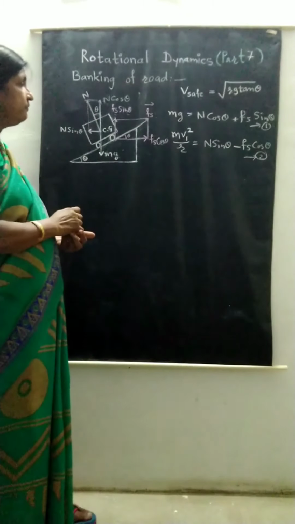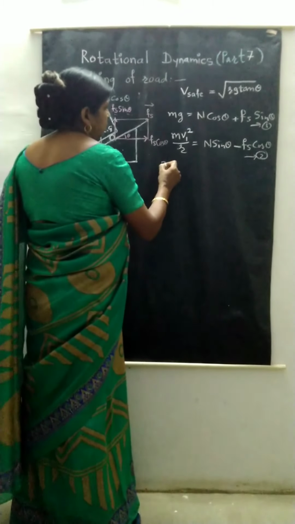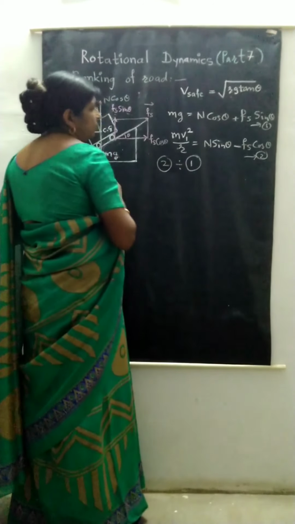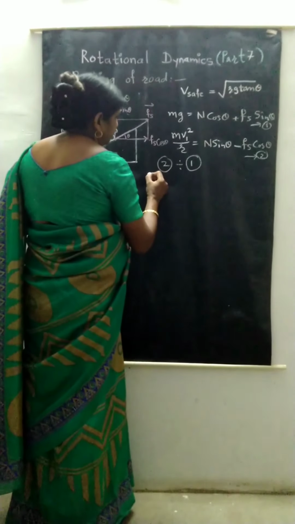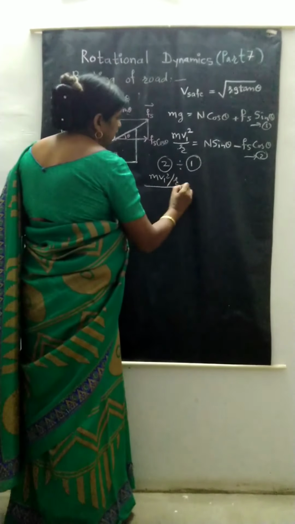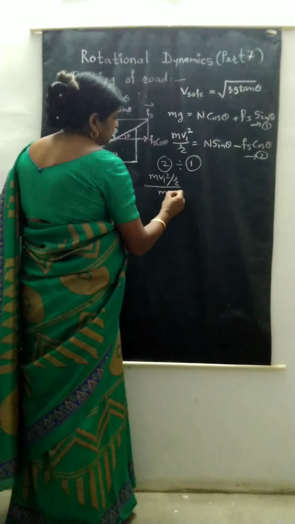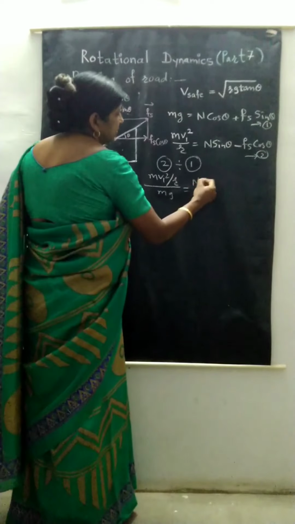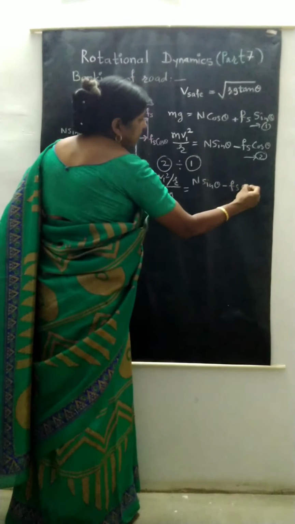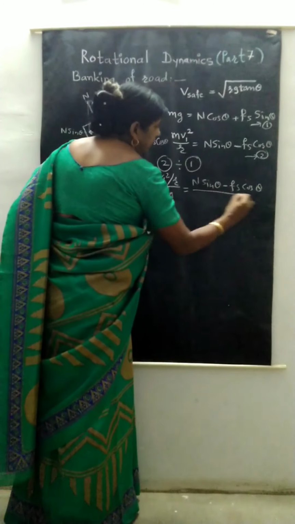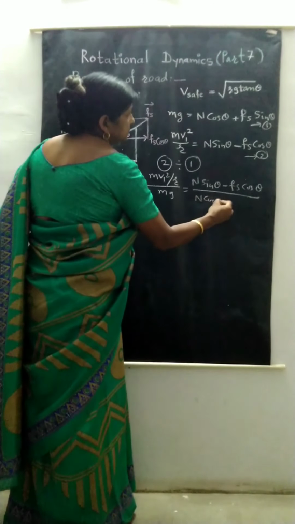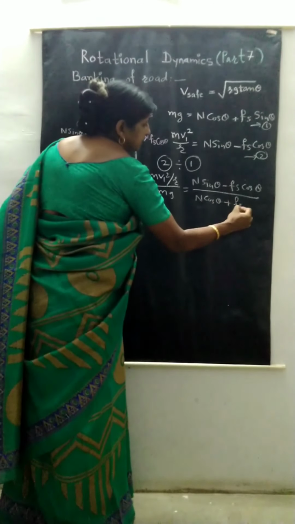Now I shall divide equation number 2 by equation number 1. So we will obtain m V1 square upon r divided by m g is equal to N sin theta minus f_x cos theta, divided by N cos theta plus f_x sin theta.